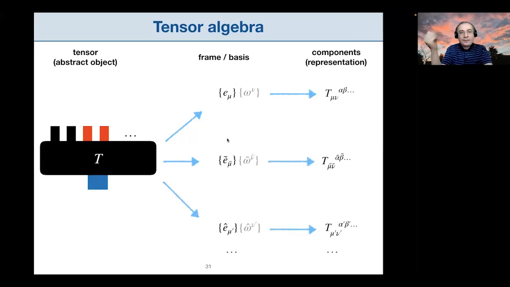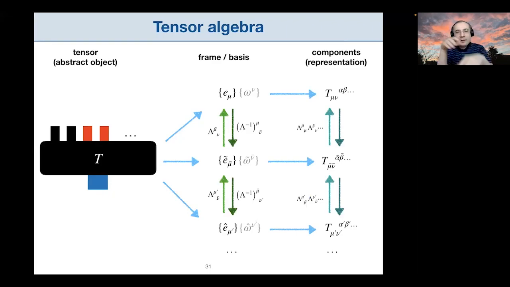We can always find a different frame or basis, let's say E tilde or E hat, and in each of them, the set of representing numbers will be different. However, we are guaranteed that whatever scalar we produce at the very end, if we multiply this tensor by appropriate components of vectors and one forms, the result will be the same and frame independent. What is happening here? Well, we can always go between each of these representations by simply performing an appropriate Lorentz transform of the basis vectors or frames. So you act with lambda on E and you get E tilde. Conversely, you act with lambda to minus one and you get E, and so on. And you've got this type of transformation between any pair of frames or bases.